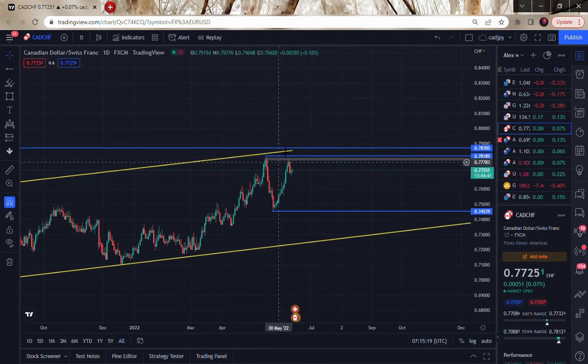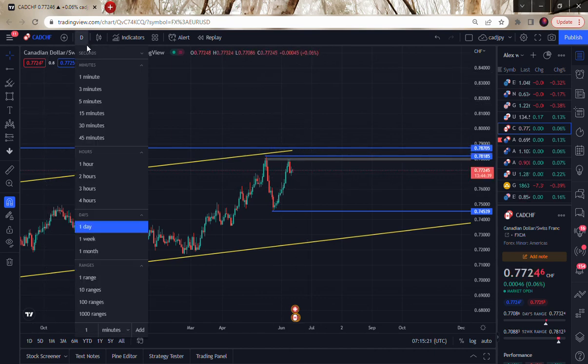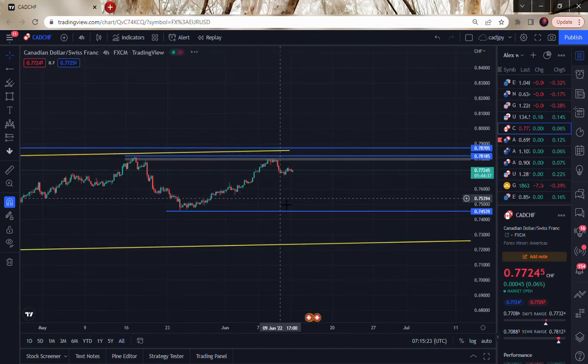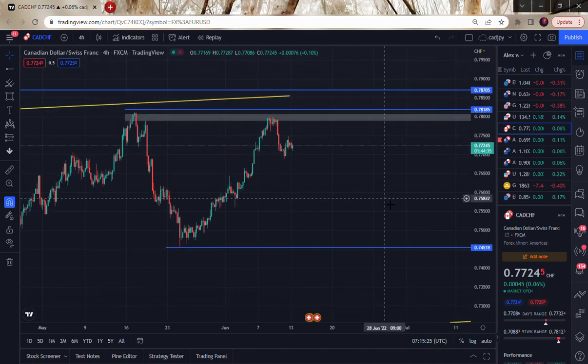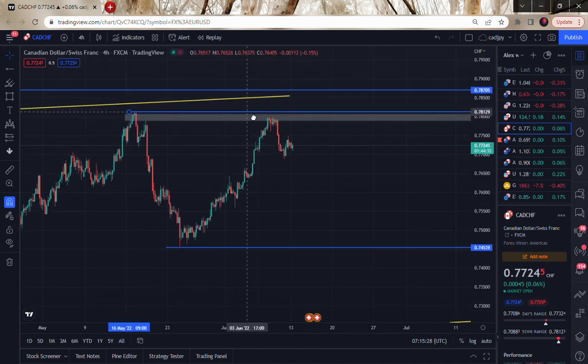Because this one has already given us a double top. So now what I'm going to do, let me just go to the 4 hour. Okay, so this is my 4 hour structure. As you can see, this is our double top, this is our first top, and then this could be our potential second top, right?